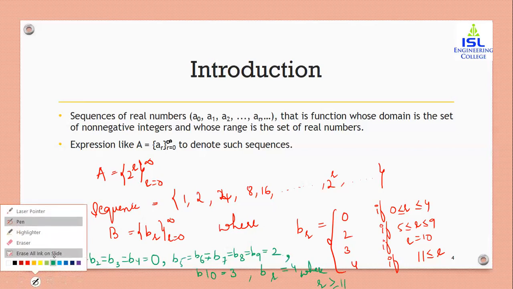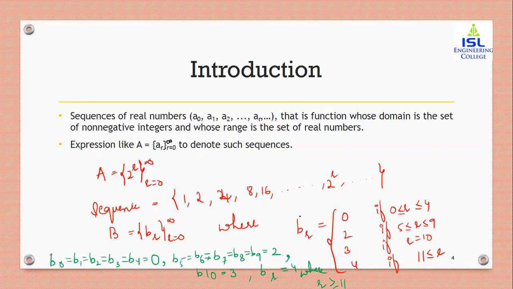Okay, so this is your sequence, or it can also be written in the following way. br can be written as 0, 0. How many zeros? 5 zeros. The first 5 terms are zeros. Then the next 5 terms are 2s. After that, we have a single 3 and then all 4s till infinity. So this is the sequence.